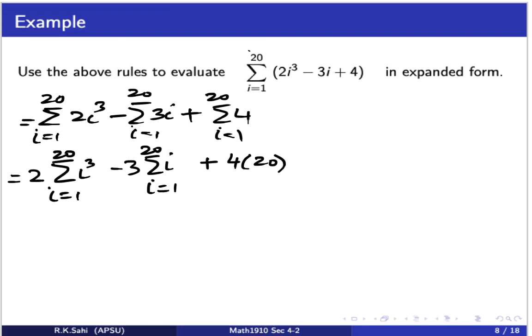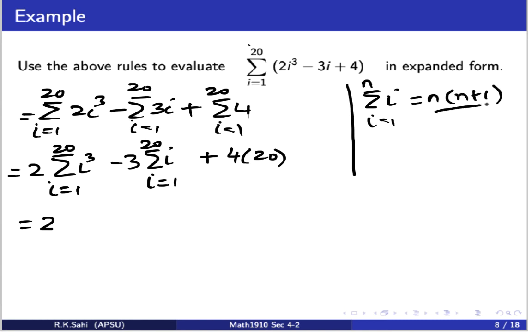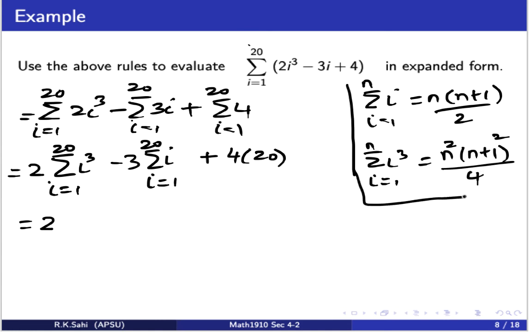Okay, let's look at this one. I'm going to just plug in the formulas. You know that the summation of i, with i varying from 1 to n, is given by n times n plus 1 divided by 2. If you're looking at the cubes of the first n terms, with i varying from 1 to n, the formula is n squared times n plus 1 squared divided by 4. So these are the formulas we would be needing.